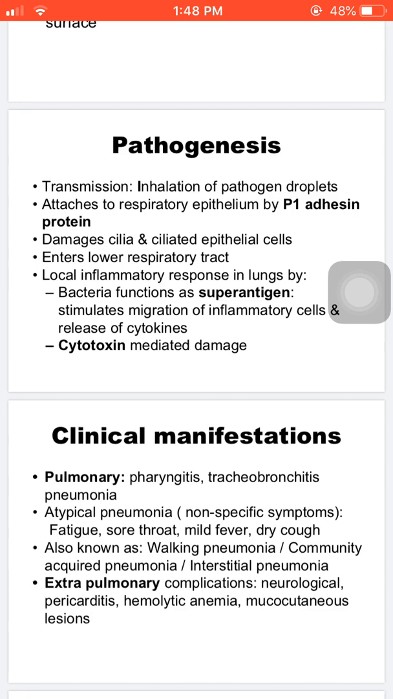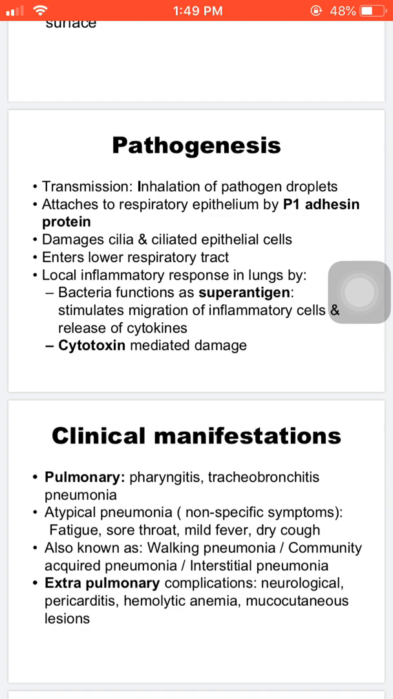The local inflammatory response in the lungs is because the bacteria acts like a superantigen. So it stimulates migration of inflammatory cells and causes massive release of cytokines. If you remember, superantigens cause non-specific activation of T cells and massive release of cytokines, which rather than protecting, causes a lot of tissue damage. Apart from this, it also produces a cytotoxin which damages the lungs.